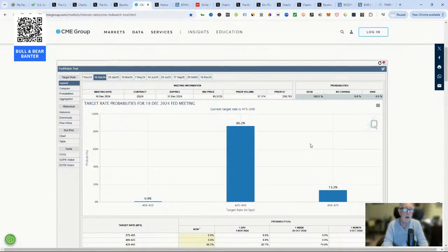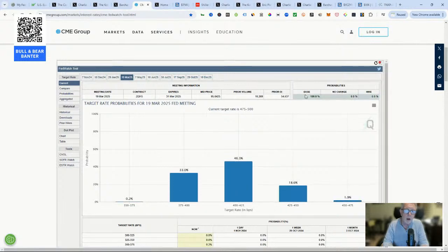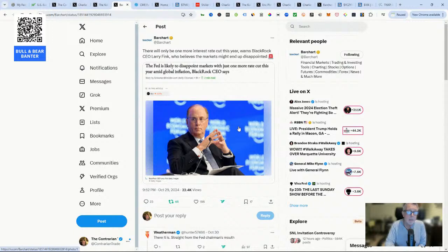Now, let's just say he made an off-the-cuff mistake. He meant that December was going to be the last rate cut. Okay. You go out to January, 100% probability of a rate cut. March, 100% probability of a rate cut. So the market is pricing in, I don't want to go any further than that, more rate cuts, and they may not get it. And the bond market is sending signals that good old Larry here may be right.